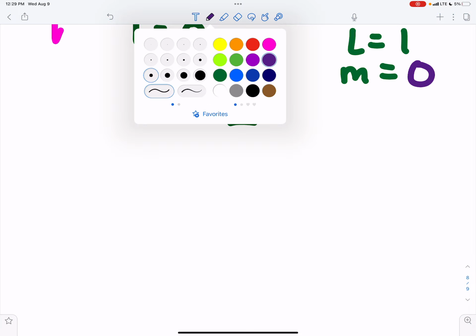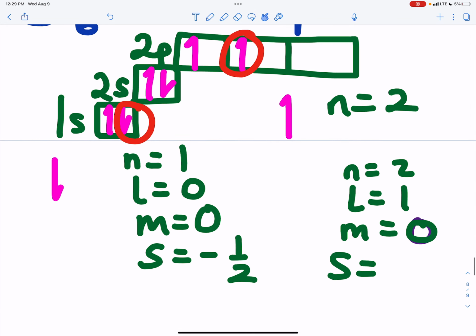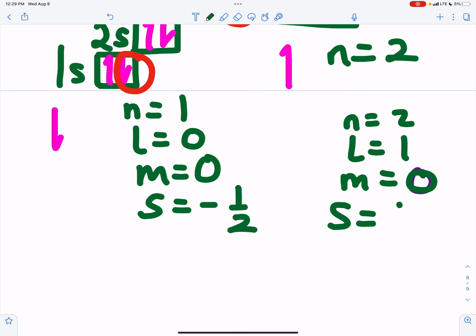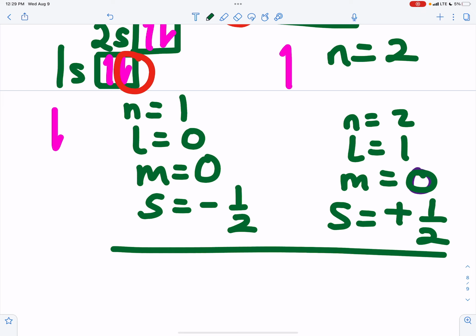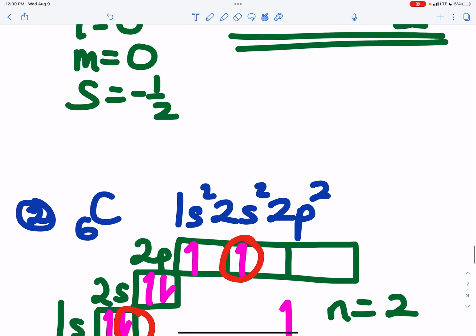Then go to the last one, the value of S. Check your electron. Is it spinning upwards? +½. If it was spinning downwards, it will be -½. So these are the 4 quantum numbers of this electron. So that's how we write the quantum numbers of an electron in an atom.